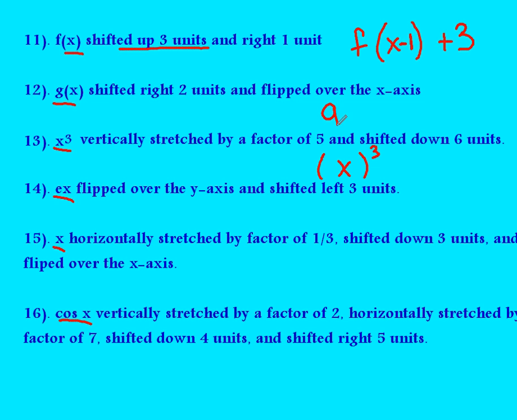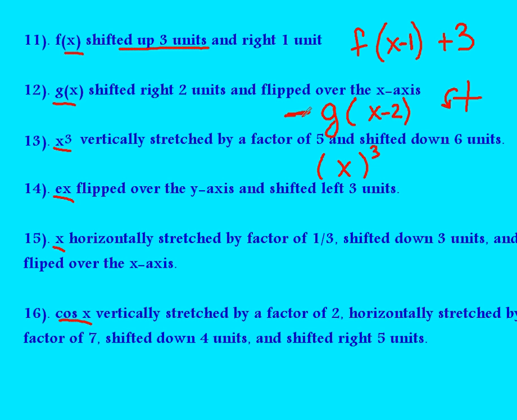Okay, same here. Start by writing g of x, putting it in parentheses, and I give myself plenty of room just to make my adjustments. Shifting right 2 units means it's a -2. Flipped over the x-axis. That means, think of your x-axis here. If I flip over it, I'm flipping vertically. So that means my negative is out on the outside.